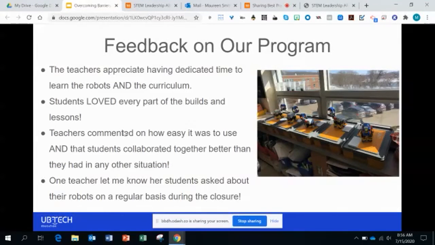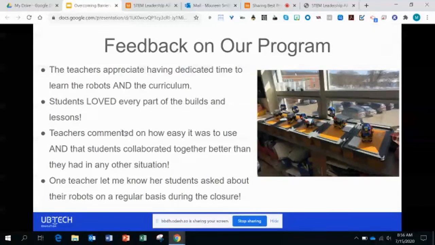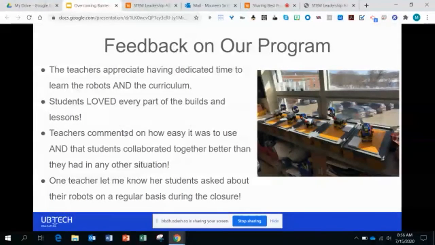And so, some of the feedback that we have gotten from teachers is just how much they appreciate having had the time to dive into the robots and the curriculum and feel like they have that support from even just the documents and the physical materials, but also knowing they have the support of those of us on our team. The students have been loving every part of it.